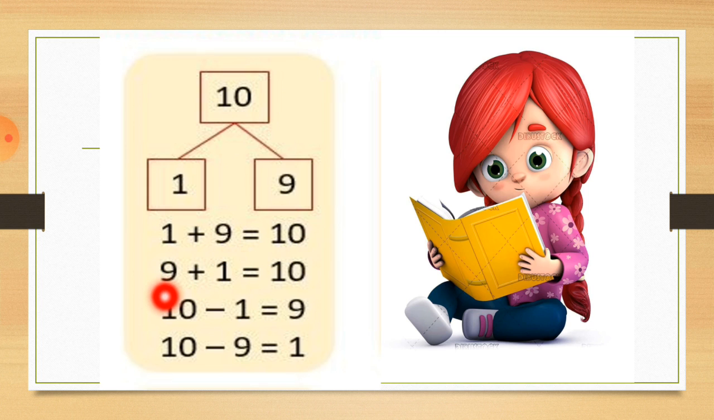Now the next one, 9 plus 1 is equal to 10. Again this number family is completed here. Now here 10 minus 1 is equal to 9. Again this number family is completed here. Now in the last one, 10 minus 9 is equal to 1. So in this example, again this concept, this number family is completed in all the rows together.